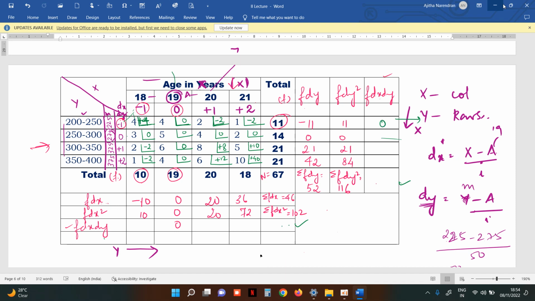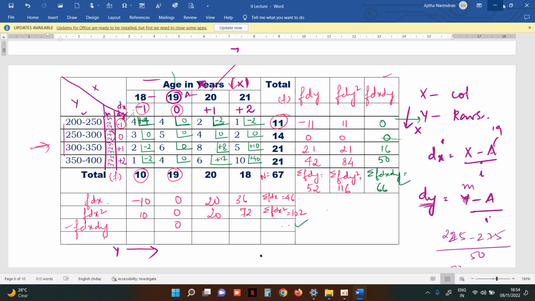Okay, and this is already 0. Minus 2, 0, plus 8, 10. 10 plus 8 is 18. 18 minus 2 is 16. It will be in plus. 40 plus 12 is 52. 52 minus 2 is 50. Write down 50. So here the value of summation f dx dy is equal to 66.